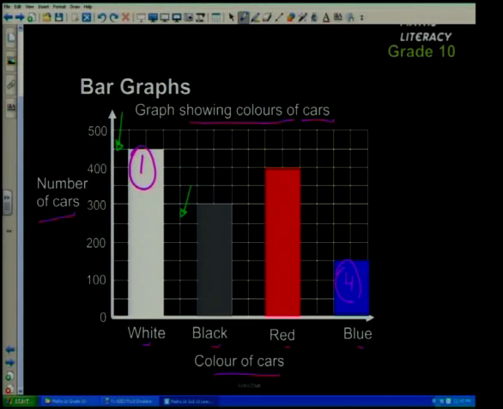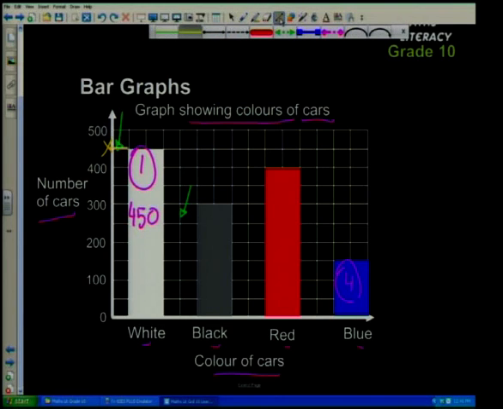I can look at reading the values of each one of these. So let's see, how many white cars were there? Let's take a line. We're going to look at our total of the white cars, draw a line to the axes, and then draw this value here. And I can see that there were 450 white cars. So let's write that in here. We had 450. How many blue cars did we have?